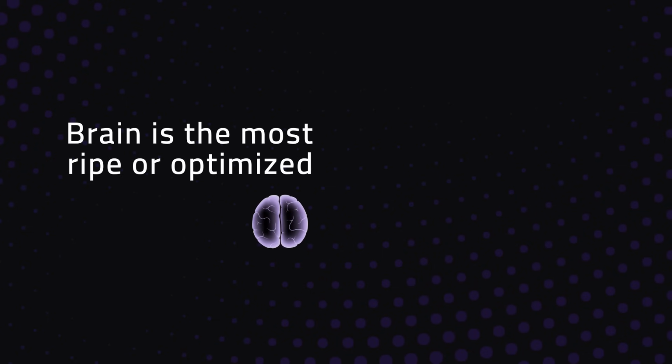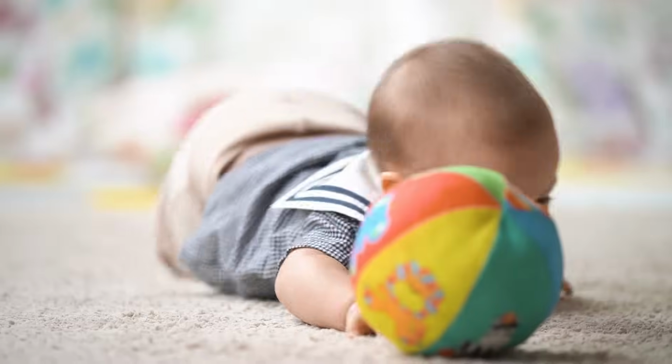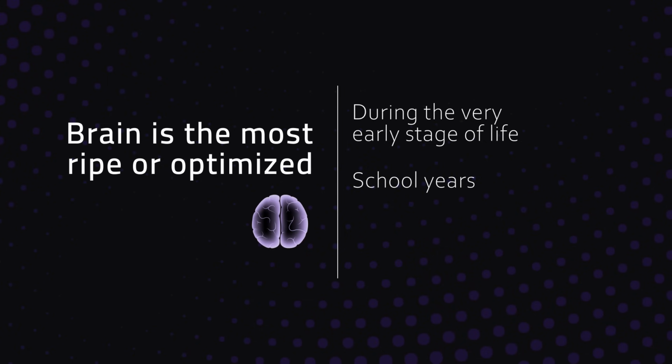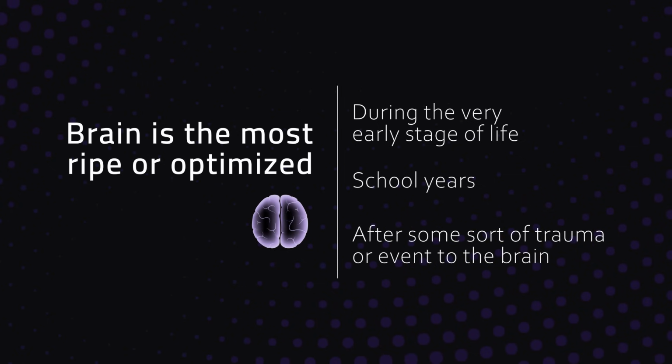Now, we know there are 3 times in life when the brain is the most ripe or optimized for getting this neuroplasticity in the brain to occur. One is during the very, very early stage of life, when we're learning those critical mobility skills: rolling, crawling, standing, walking. And then again, in those school years, when we're learning a lot of information. Those are pretty much obvious. But then there's a third time when the brain is ripe for this neuroplasticity that we know for sure happens, and that is after some sort of trauma or event to the brain, i.e. a stroke or a brain injury.